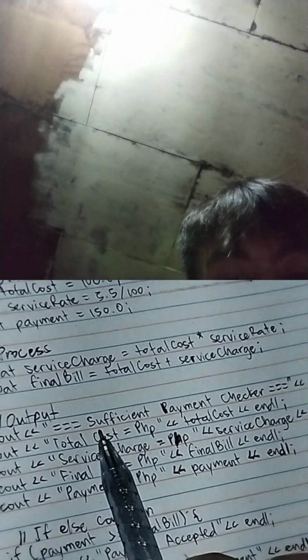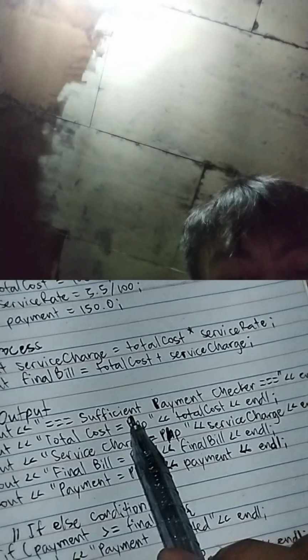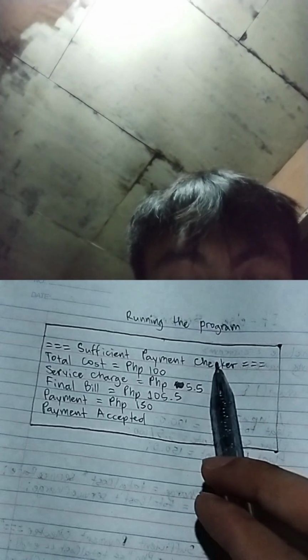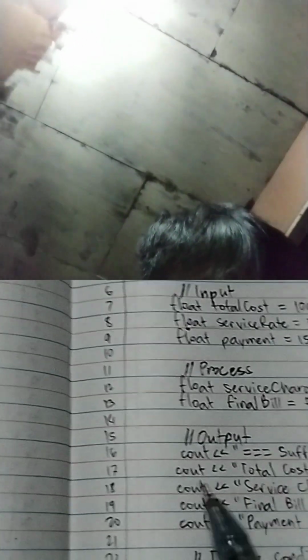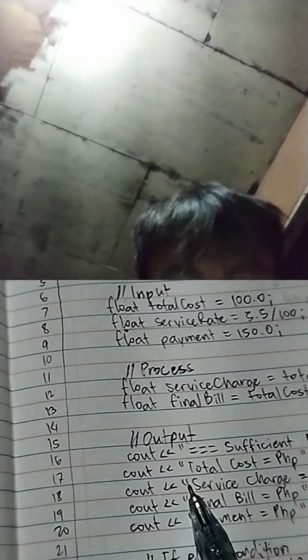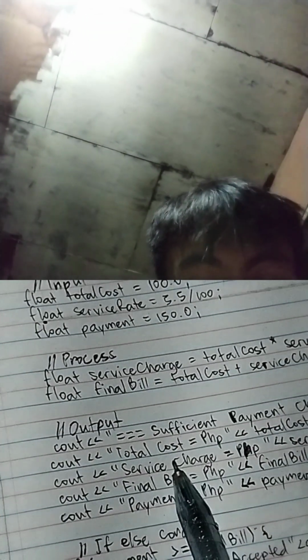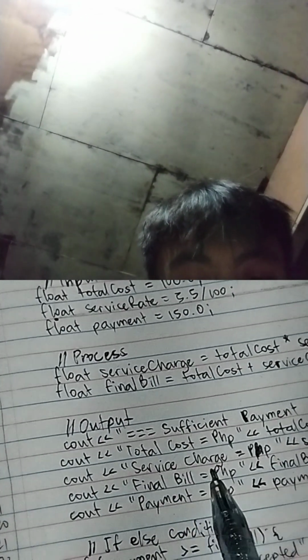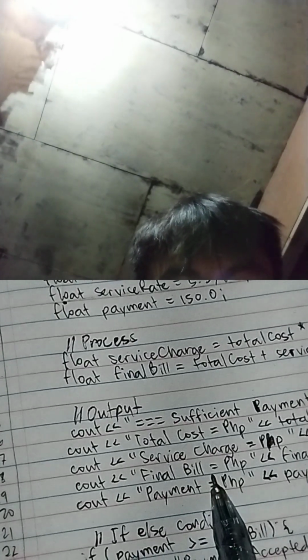So this is the title, Sufficient Payment Checker. If you run the program, it looks like this. Sufficient Payment. That is only pure text. There is no value or variable. It's only text. And next, the total cost, service charge, final bill, and the payment.